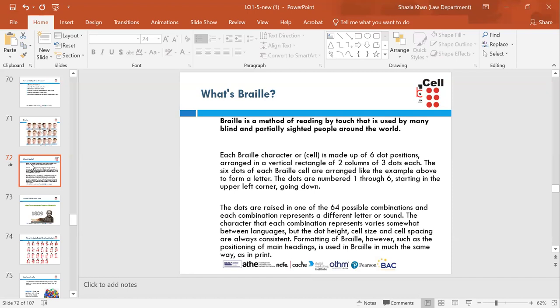The character that each combination represents varies somewhat between languages, but dot height, cell size, and cell spacing are always consistent. Formatting of Braille, however, such as the positioning of the main headings, is used in Braille in the same way as in print.